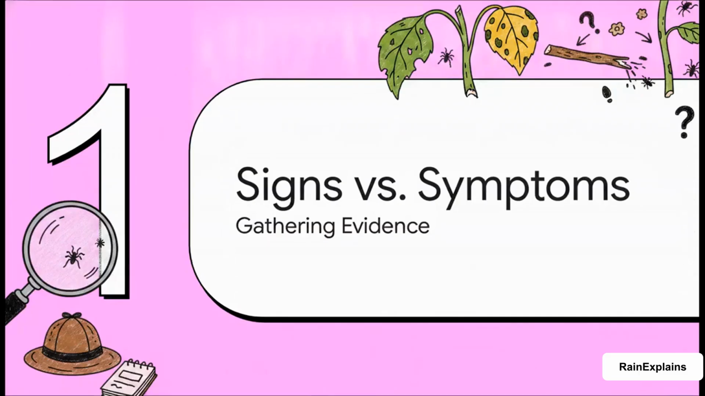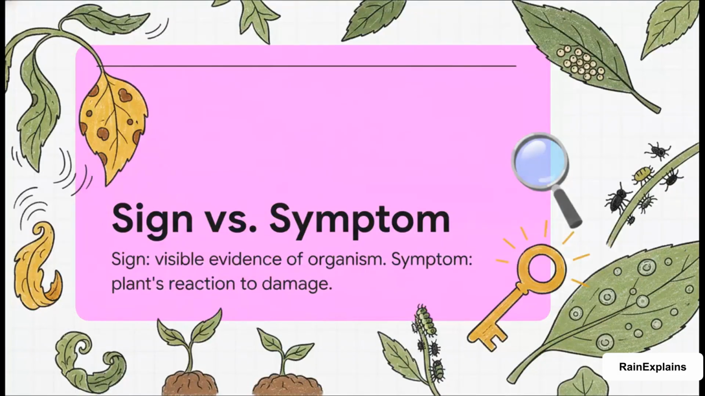All right, moving to Section 1, Signs versus Symptoms. Gathering evidence. Just like any good detective, we have to learn how to read the clues left behind by our suspects. And the big takeaway here is understanding the difference between a sign and a symptom. A symptom is basically just how your plant reacts to being attacked. Wilting, yellowing leaves, stunted growth, these are symptoms. They scream, hey, something is wrong, but they don't necessarily tell you what caused it.